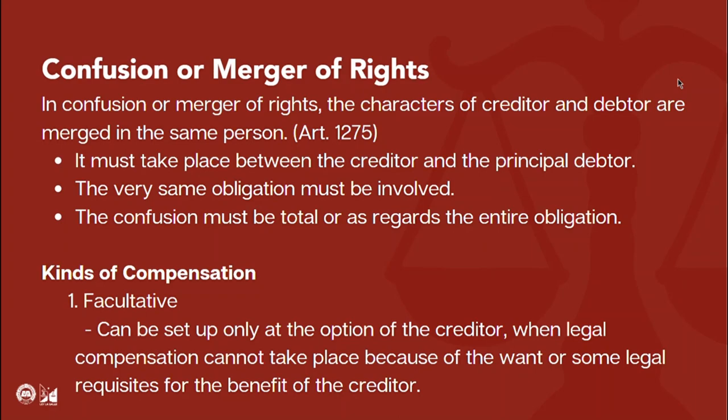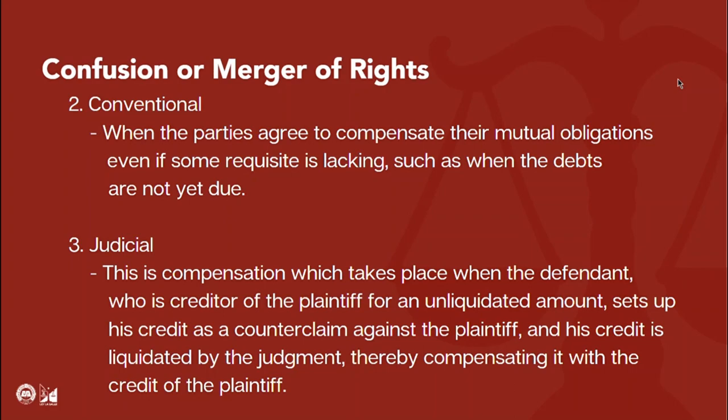The kinds of compensation are facultative, which can be set up only at the option of the creditor, when legal compensation cannot take place because of the absence of some legal requisites for the benefit of the creditor. Conventional, when the parties agree to compensate their mutual obligations, even if some requisite is lacking, such as when the debts are not yet due. And judicial, which is the compensation that takes place when a defendant, who is the creditor of the plaintiff for an unliquidated amount, sets up his credit as a counterclaim against the plaintiff, and his credit is liquidated by the judgment, thereby compensating it with the credit of the plaintiff. And lastly, legal, where compensation takes place by operation of law because all of the requisites are present.